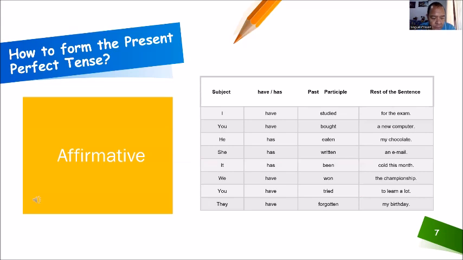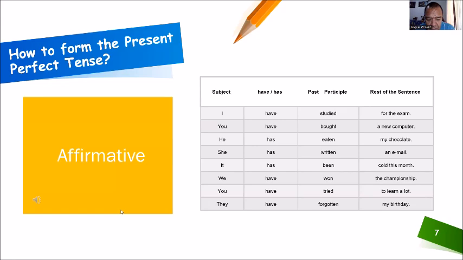But how do we form the present perfect tense? The present perfect tense has specific constructions for affirmative, negative, and interrogative sentences, which we are now going to explain. The present perfect formula for affirmative sentences is subject plus have or has, plus past participle, plus the rest of the sentence. Look at these examples.